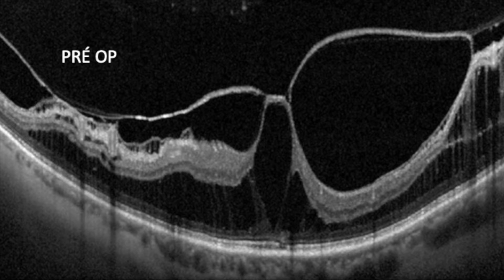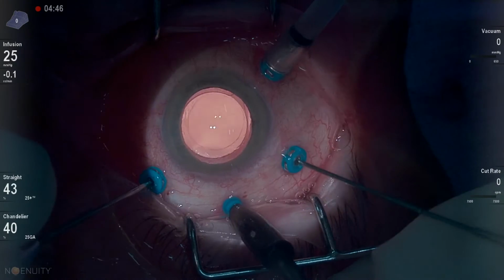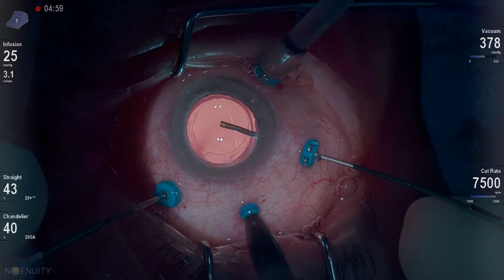This patient presents with progressive worsening of visual acuity, associated with diffuse vitreomacular traction. Preoperative OCT examination reveals areas of macular schisis and vitreous traction in the foveal region. Pars plana vitrectomy was indicated for the treatment of the maculopathy.